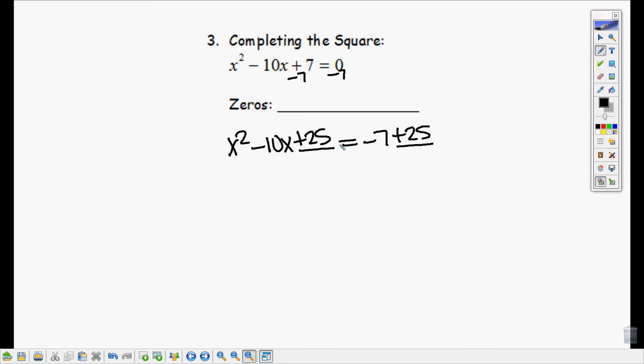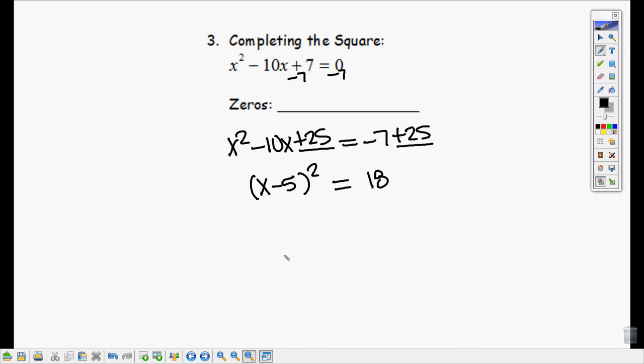In order to keep my equation balanced, that means I also have to add 25 on this side. Now remember, the whole purpose of this method is to get this to be a perfect binomial square. So we should get something that looks like this. So how do we get this? Well, it's always going to be x, and it's always going to be half of this term, because negative 5 plus negative 5 is negative 10, and negative 5 times negative 5 is a positive 25.